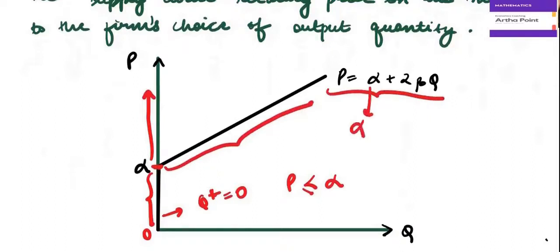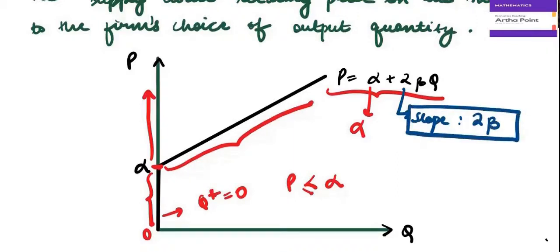The intercept is alpha. We have studied linear functions, so this is the intercept. And the slope is 2 beta. So we are able to fetch the intercept and the slope of this curve from here.